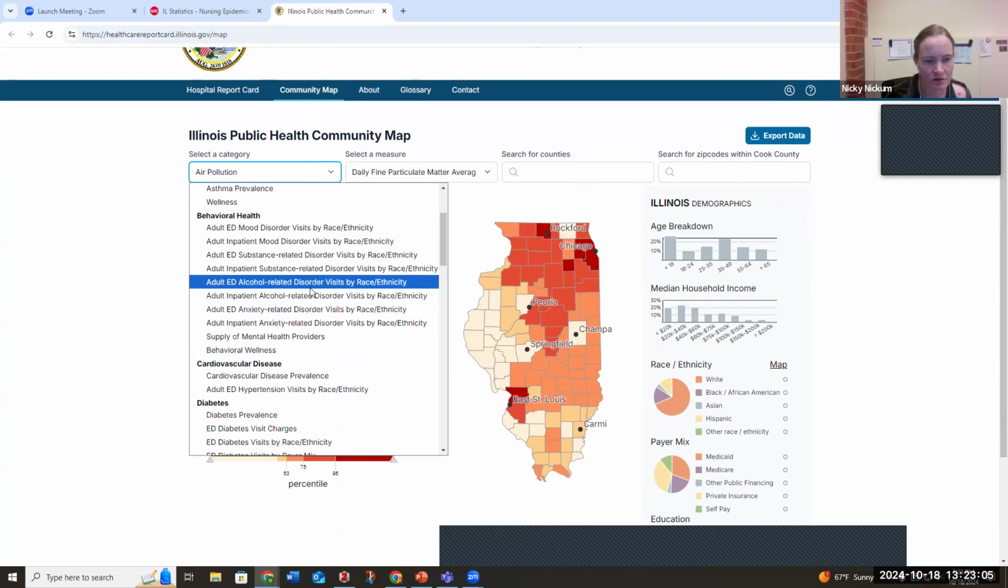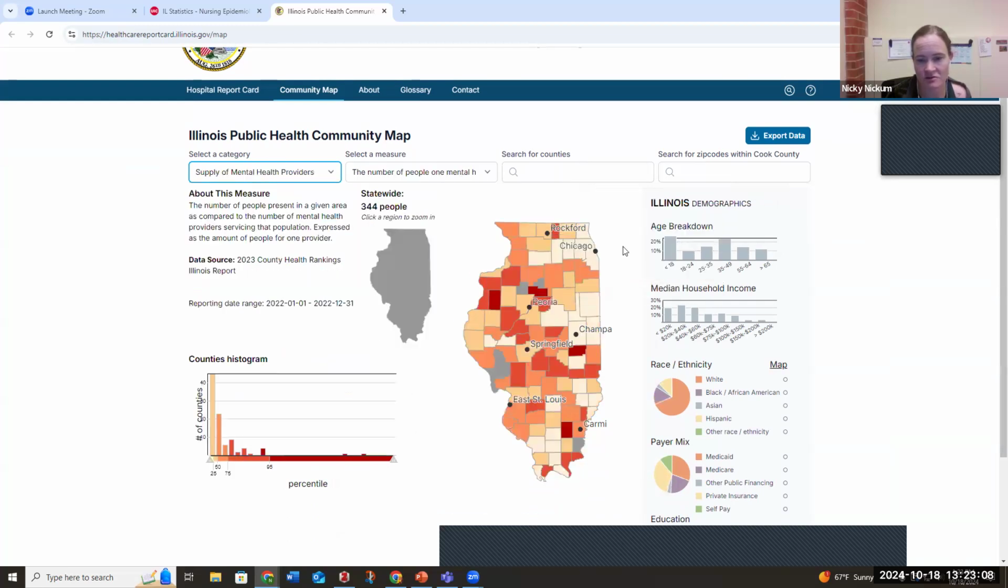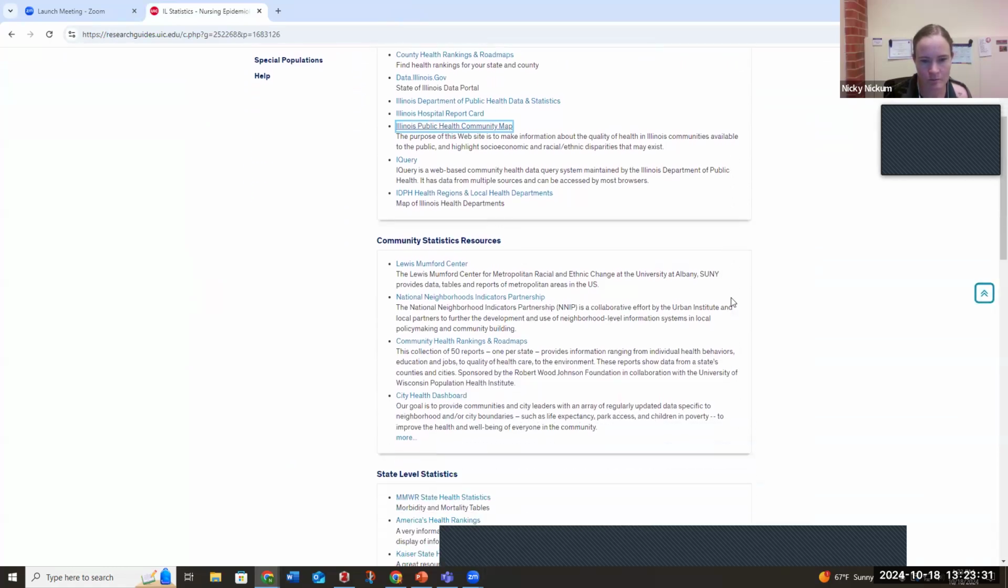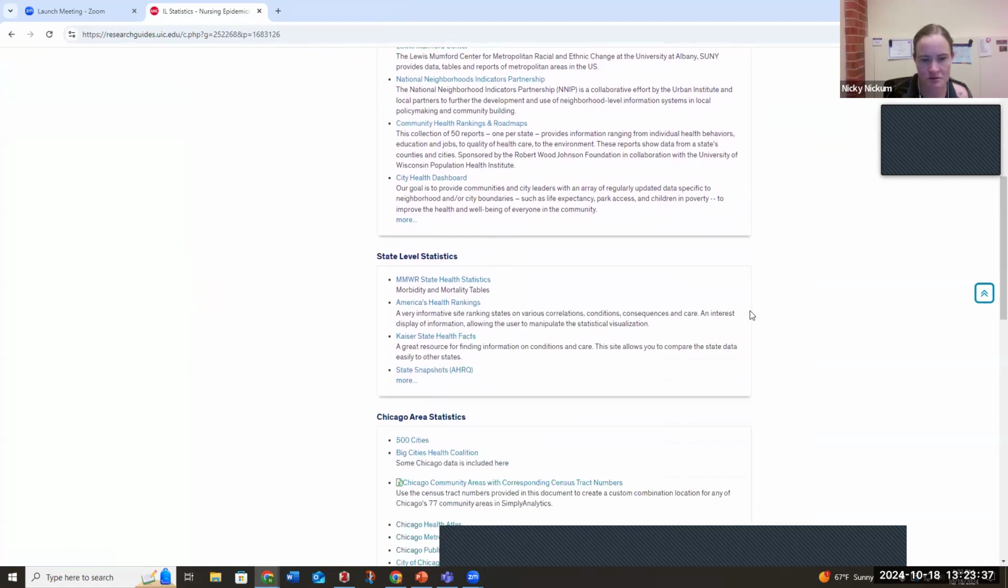Okay, we can look at behavioral health. Okay, supply of mental health providers, we know that's a problem. So it's less of a problem in Chicago, where it's a denser population, but more rural areas, there's a wider gap between how many people need a mental health provider and how many people have one. You can also look at community health rankings and roadmaps. Kaiser State Health Facts is really good for finding information on conditions and care. You compare across states.